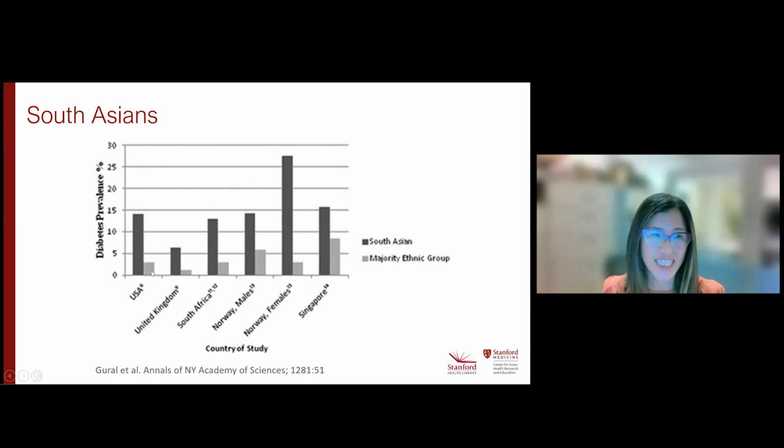I also thought this graph was interesting in South Asians, looking at South Asian populations across the world, not just in the United States. And if you look at diabetes prevalence, it tends to be higher in South Asians compared to any of the majority ethnic groups in different countries, including UK, Norway, Singapore.